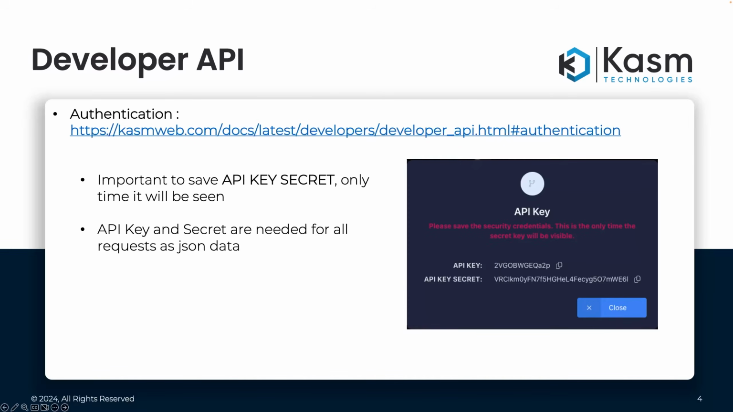Authentication. After clicking Save, you will then be presented with your API key and API key secret. It is important that you save this information, especially the API key secret, as this will be the only time they are presented to you. API key and secret are needed for all requests as JSON data.